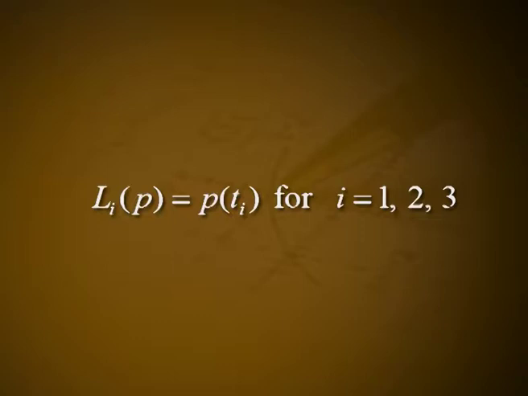Example H: R denotes the field of real numbers. Let V be the vector space of all polynomial functions from R into R which have degree less than or equal to 2. Let t_1, t_2 and t_3 be 3 distinct real numbers and let L_i of p be equal to p of t_i for i equal to 1, 2, 3. Then it can be seen that L_1, L_2 and L_3 are linear functionals on V. These functionals are linearly independent.